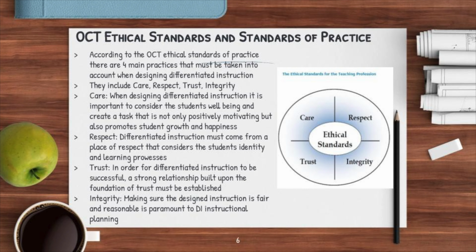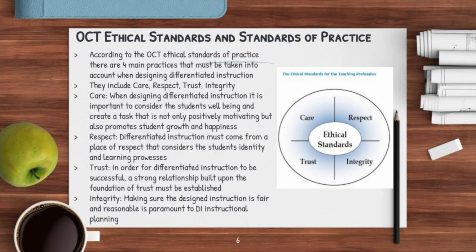OCT Ethical Standards and Standards of Practice. According to the OCT Ethical Standards of Practice, there are 4 main practices that must be taken into account when designing differentiated instruction. They include care, respect, trust, and integrity. Let's go through each one and see how they relate to differentiated instruction.